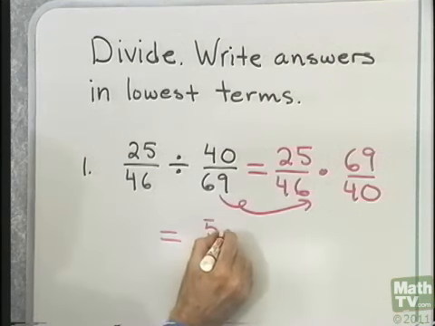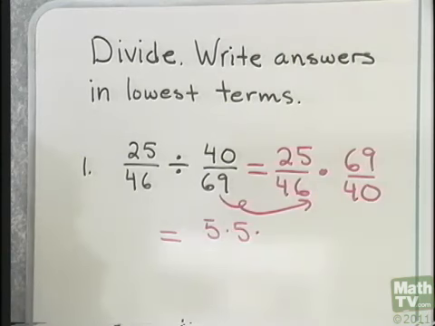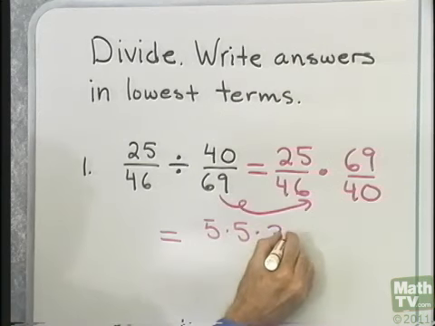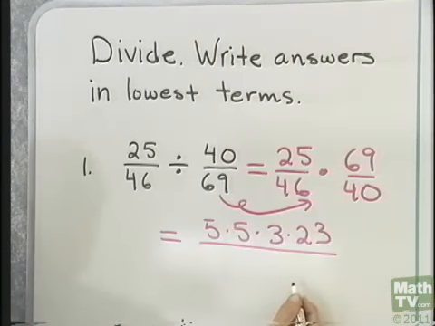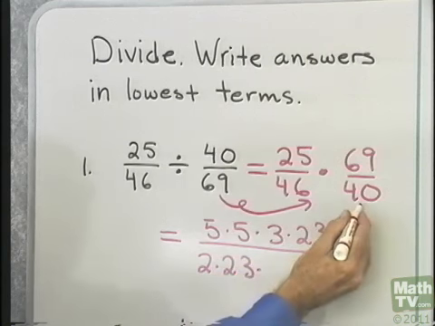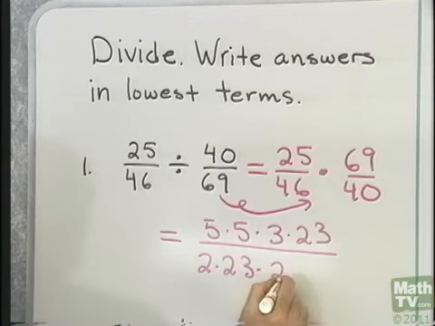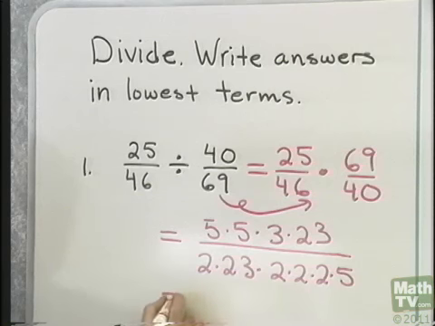So 25 is 5 times 5. 69 is, let's see, 69 is 3 times 23. 23 is a prime number, so I can't factor it further. 46 is 2 times 23. And then 40 is 4 times 10, which is 2 times 2 times 2 times 5. So there's my numerator and denominator factored completely.